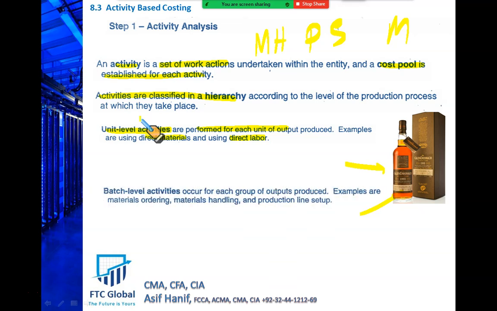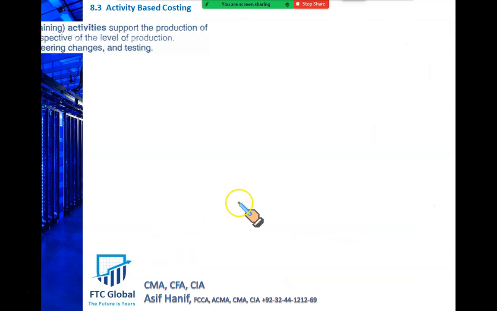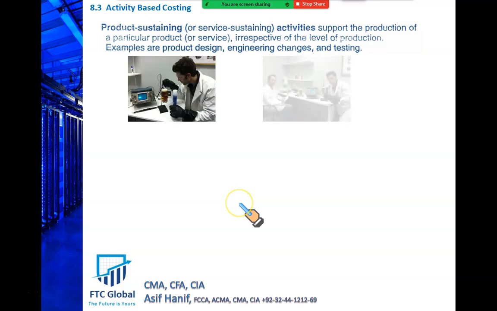Then the second is called the batch level activity. Activities performed on a group of products, like this. This is a group. What kind of cost would there be in batch level activities? Material ordering, it's for all, not for a single bottle. Material handling for all items in the group, not for a single bottle. And production line setup. So unit level activities are very easy to trace to the end product. Batch level activities are incurred on groups of products. Then moving one step away, we have product sustaining.